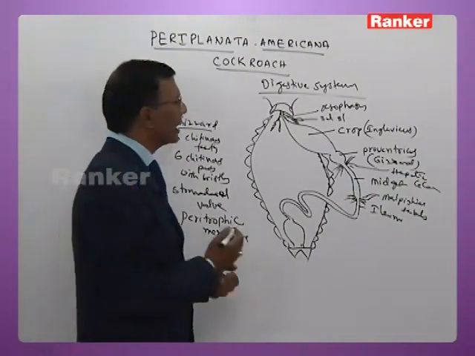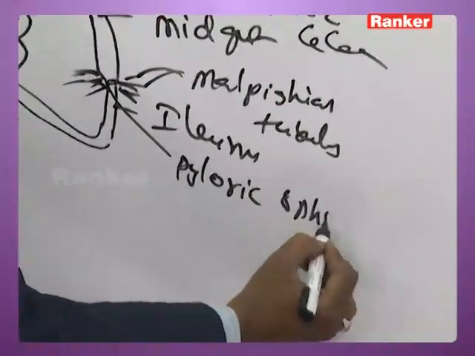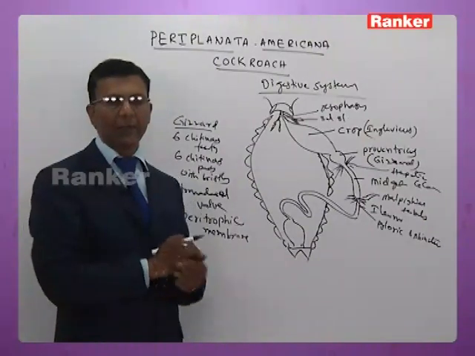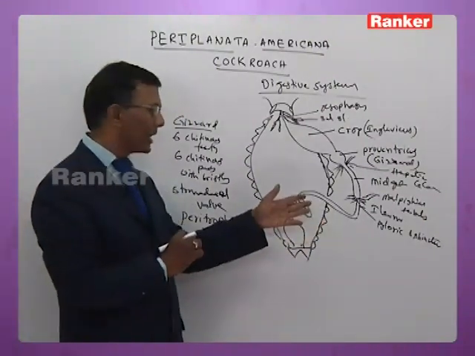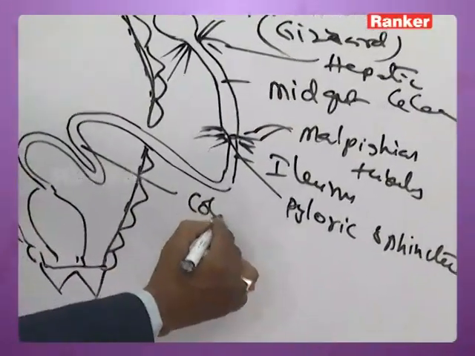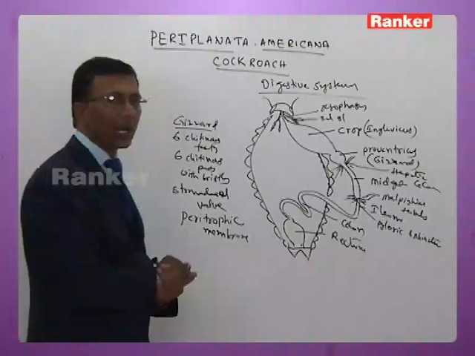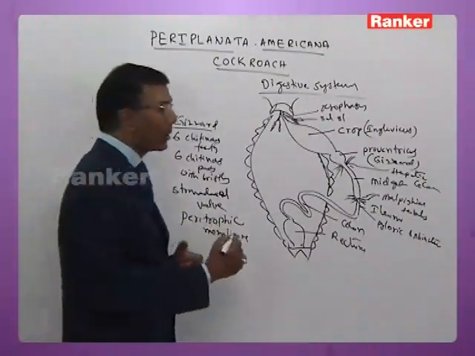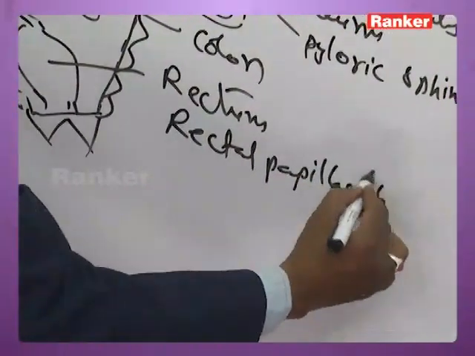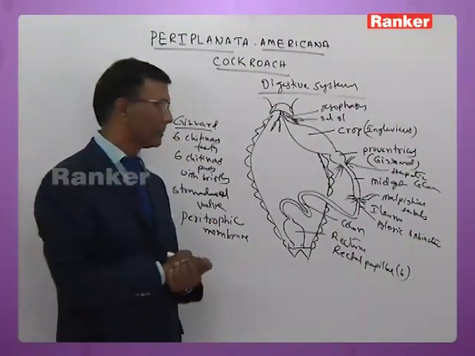Then internally it has a sphincter called the pyloric sphincter. This pyloric sphincter prevents the regurgitation of food and the entry of uric acid and solid waste into the midgut. Now, the ileum is followed by a highly coiled colon. The colon in turn opens into the rectum. Internally the rectum has 6 longitudinal folds called rectal papillae, which are meant for absorption of water from the outgoing fecal pellets.